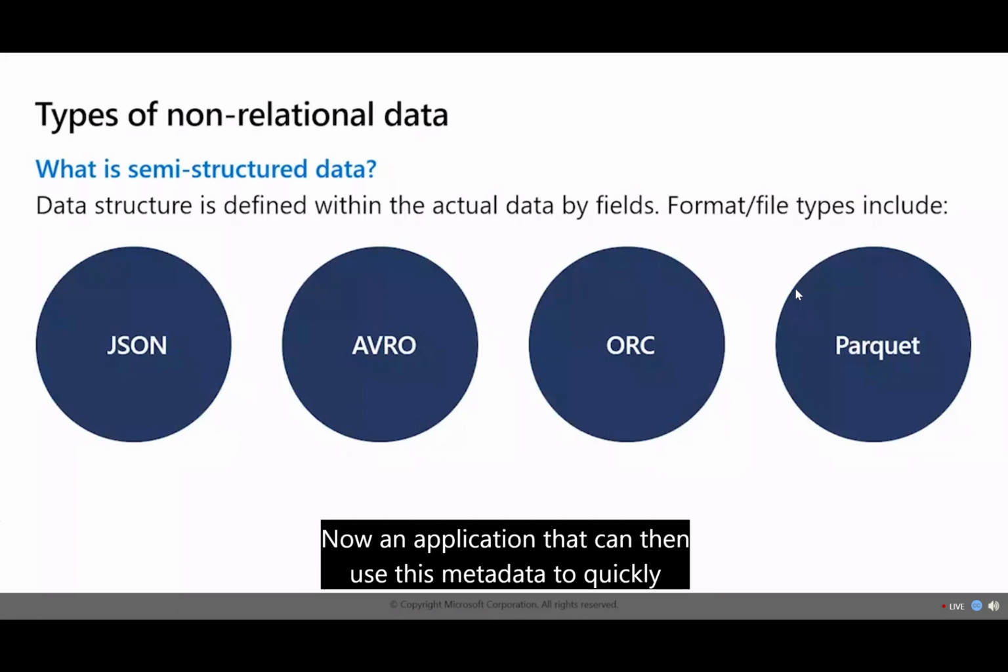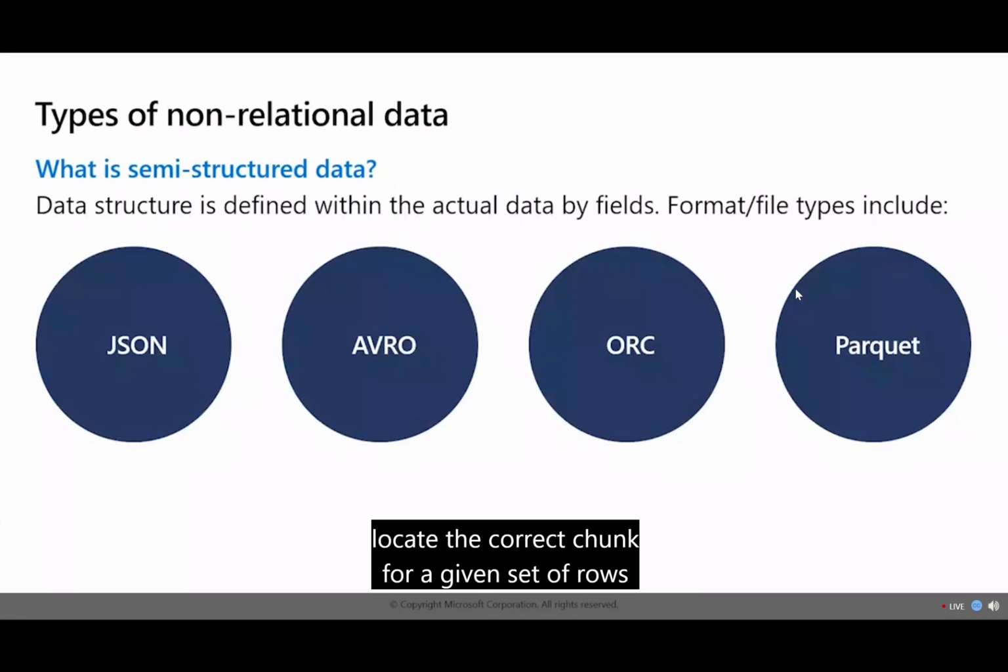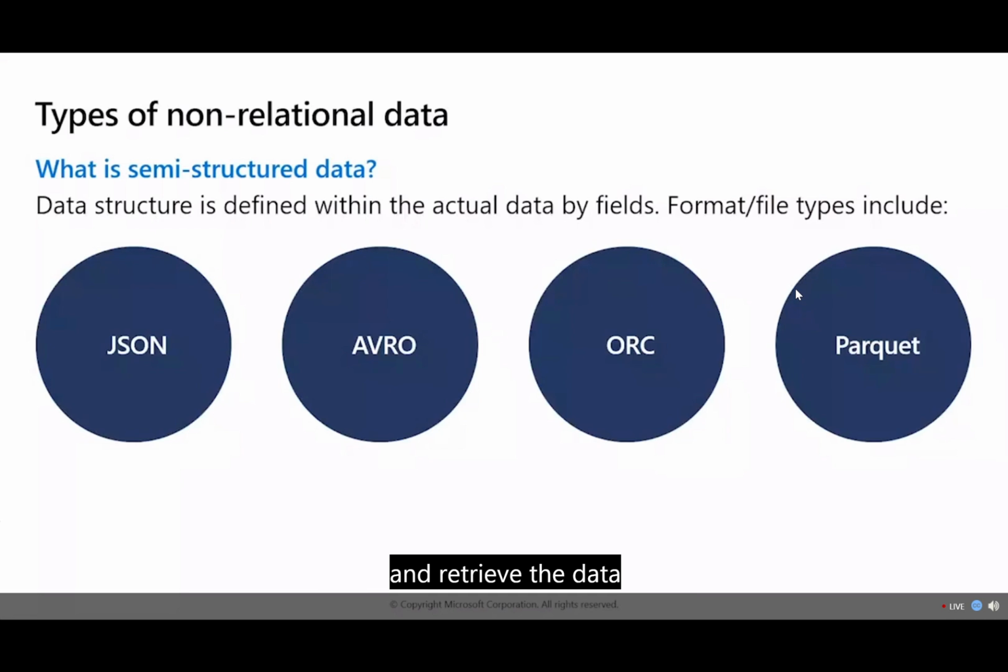Now, an application can then use this metadata to quickly locate the correct chunk for a given set of rows and retrieve the data in the specified columns for these rows. So Parquet is developed for storing and processing nested data types quite efficiently, and it supports very efficient compression and encoding schemes as well.